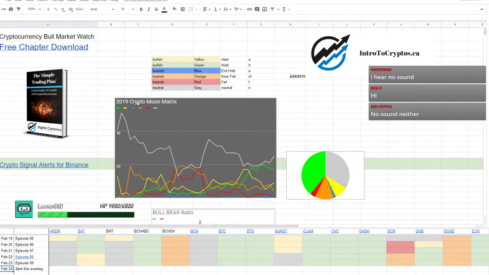This trend reversal trading strategy found the beginning of the bull markets in 2016, 2017, 2018, and so I'm using those very same strategies here to identify the actual beginning of the bull market.